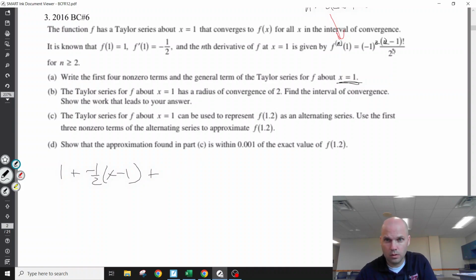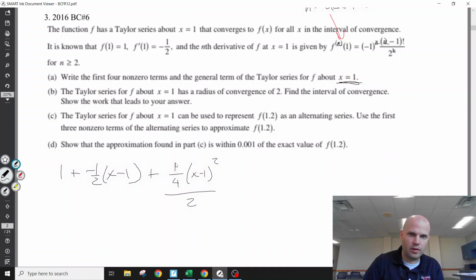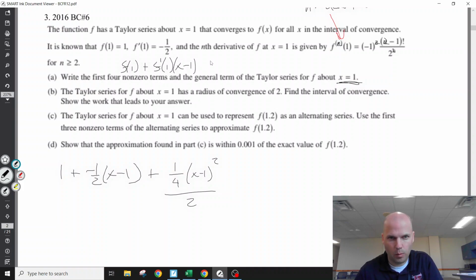2. I mean, it's easy to simplify this, but we get 1 factorial over 4. Don't forget to divide by 2. This is the nth derivative. Like, if you need to write this out, you got help if you do.